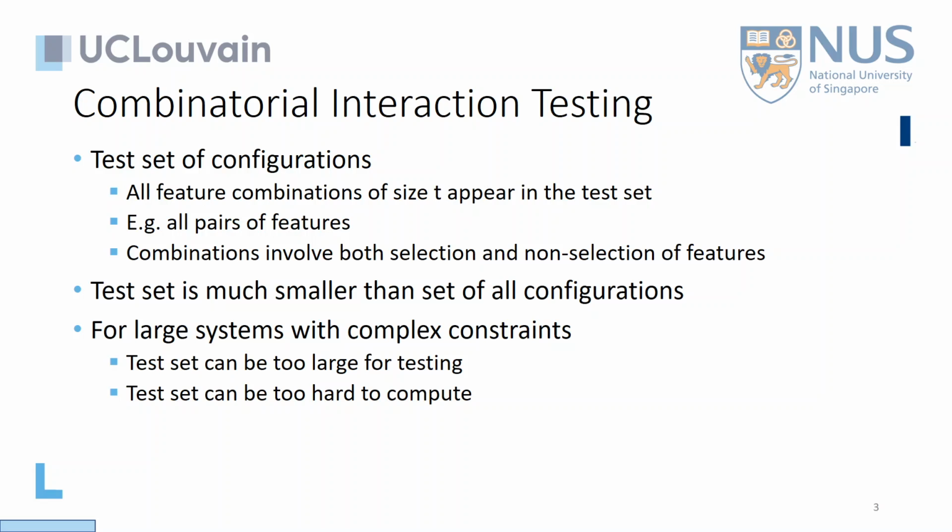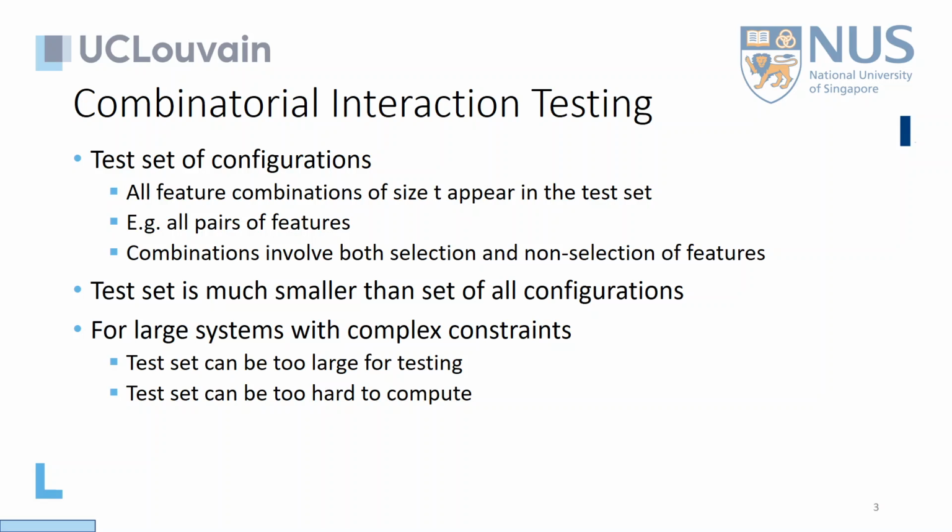For example, we are not only speaking about feature 1 and feature 2, but also about non-selection of feature 1 and feature 2, feature 1 and non-selection of feature 2, and non-selection of both features. The test set built in this approach is usually much smaller than the set of all configurations, and this is often used for testing configurable systems.